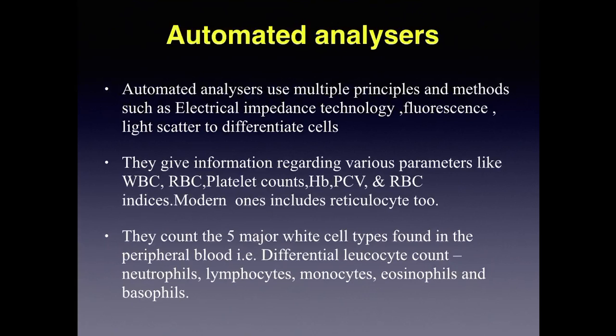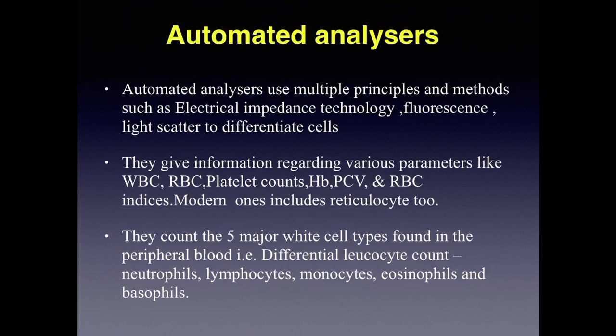So what do you mean by automation? By automation, you're going to replace the steps which are performed by humans by using automated machines. So here the automated analyzers use multiple principles and methods such as electrical impedance technology, fluorescence, light scatter to differentiate the cells. So they give information regarding various parameters like WBC, RBC, platelet counts.